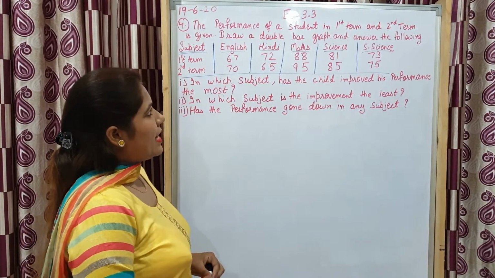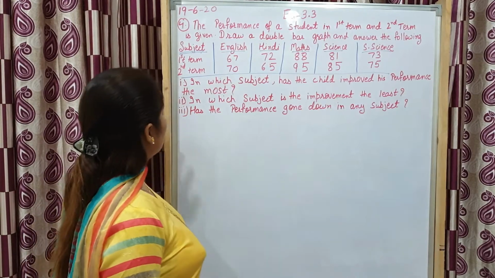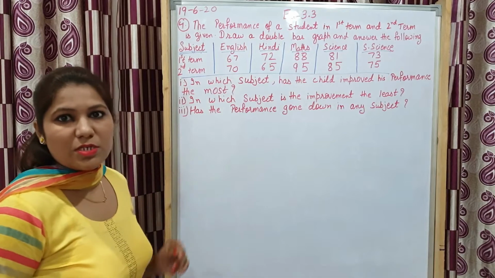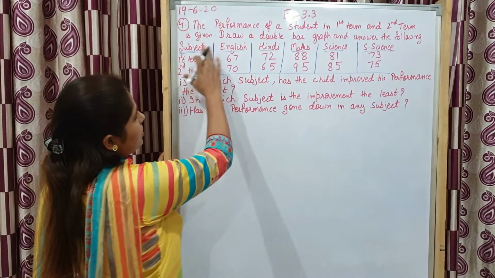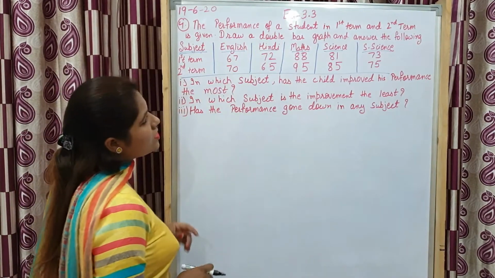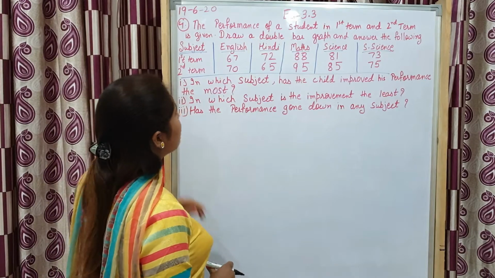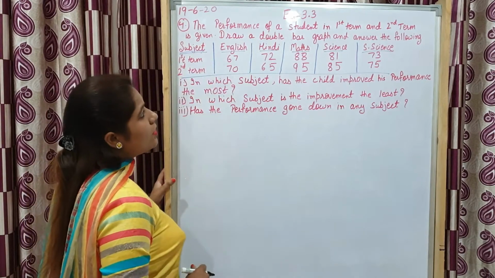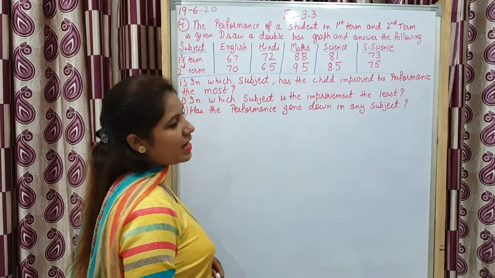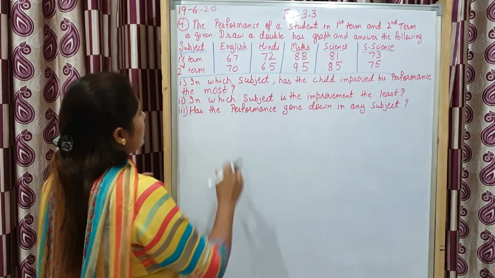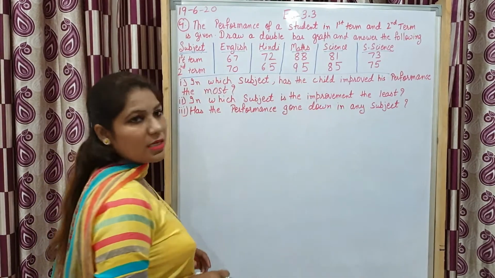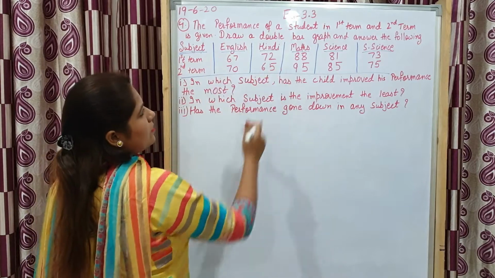Today we will do exercise 3.3 question number 4. See student, question number 4, what is the question? The performance of a student in first term and second term is given. Draw a double bar graph and answer the following questions. Now this data is given. We have to draw the double bar graph.